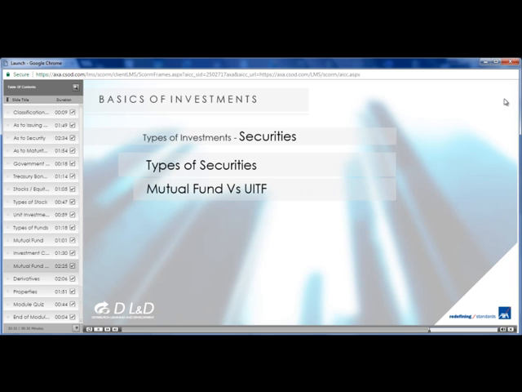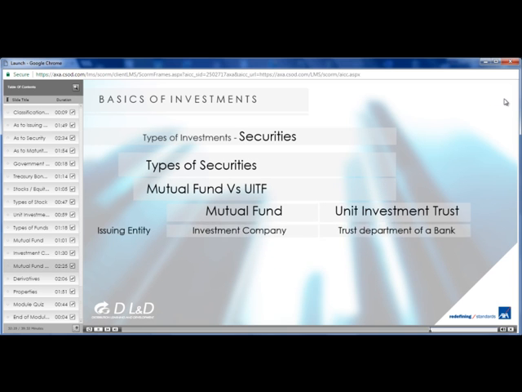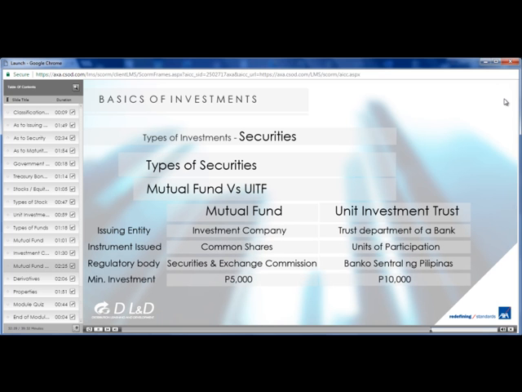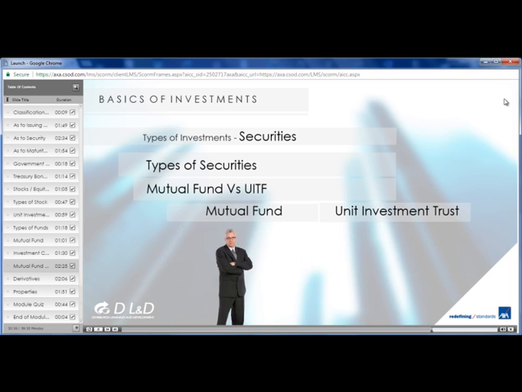Here are the differences between a mutual fund and a trust fund, according to issuing entity, instrument issued, regulatory body, and minimum investment. Beyond these differences, a mutual fund account can be opened by talking to a licensed mutual fund agent to identify risk tolerance, capacity to invest, and investment goal. A UITF account can be opened by talking to a trust representative of a bank. Banks usually have special representatives for trust investments and related products.